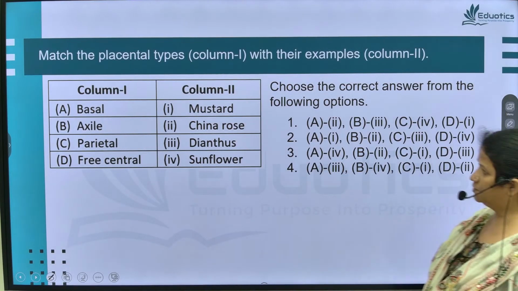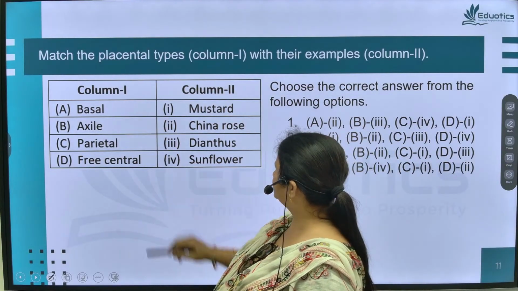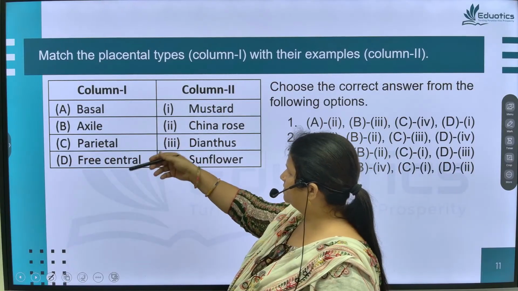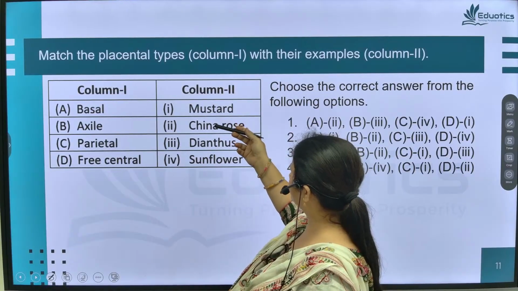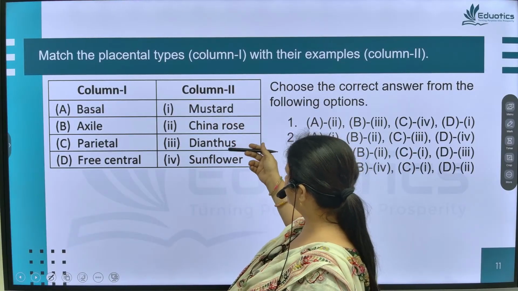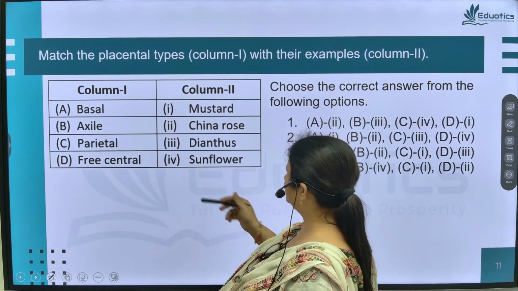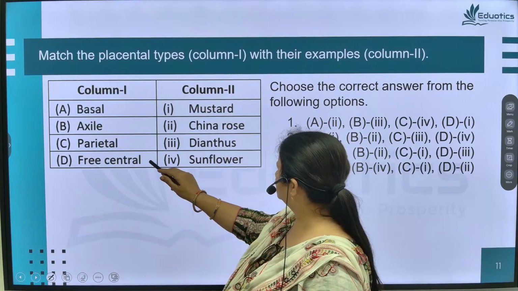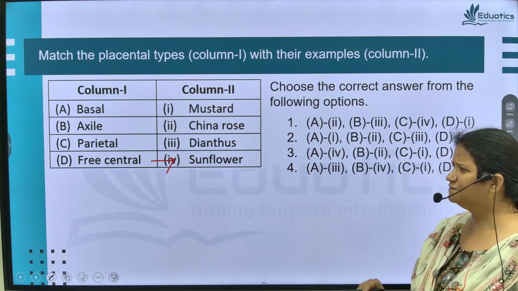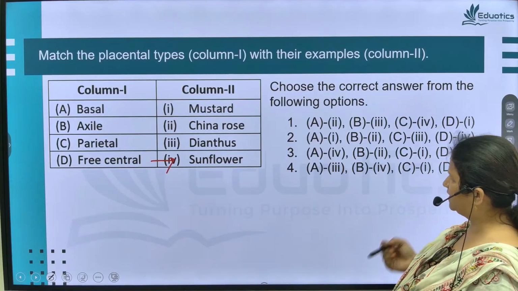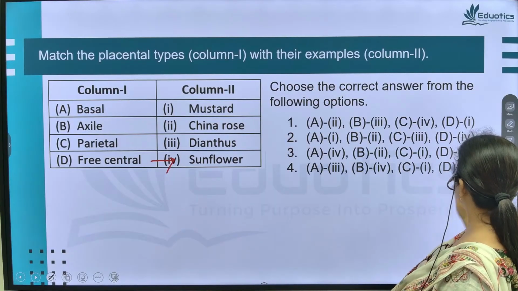So will we talk about these four placentations they have given: basal, axile, parietal, free central, and they have also given mustard, China rose, dianthus, sunflower. So in the free central it must be sunflower. You should have a key strength in placentation as well as aestivation. D goes with the fourth.